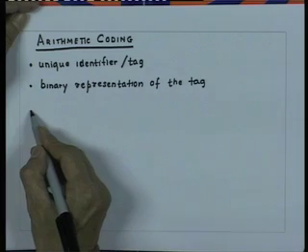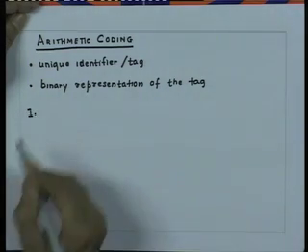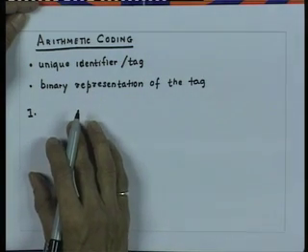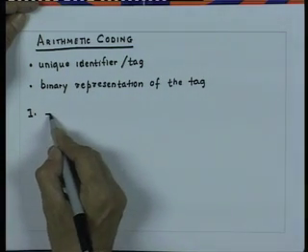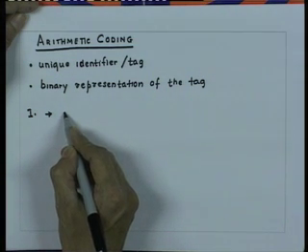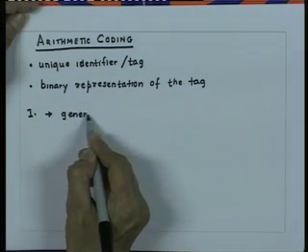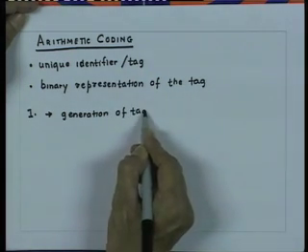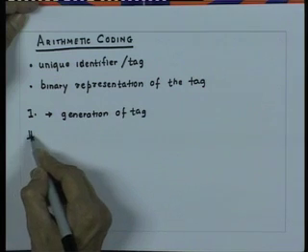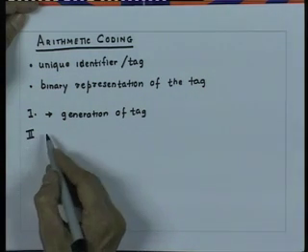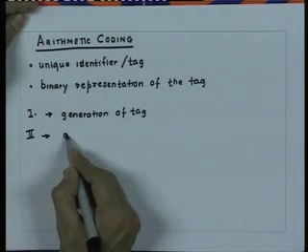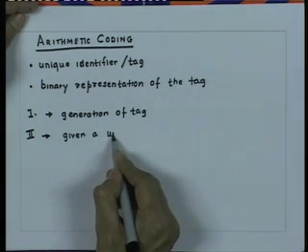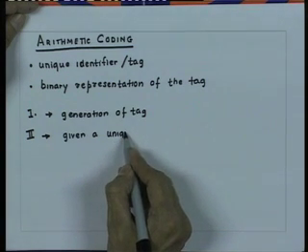So, in the first phase, a unique identifier or tag is generated for a given sequence of symbols, and in the second phase this tag is given a unique binary code word.